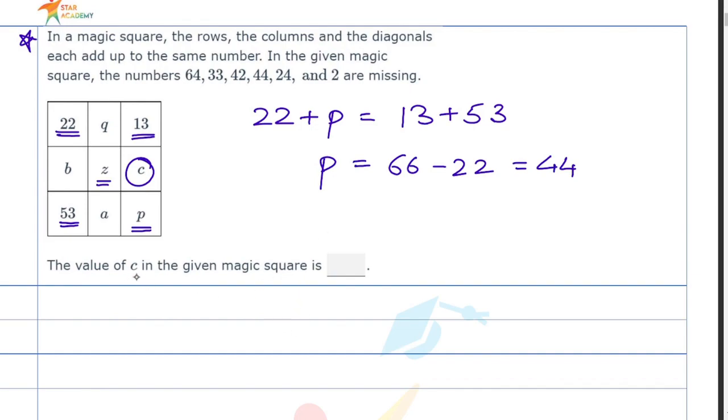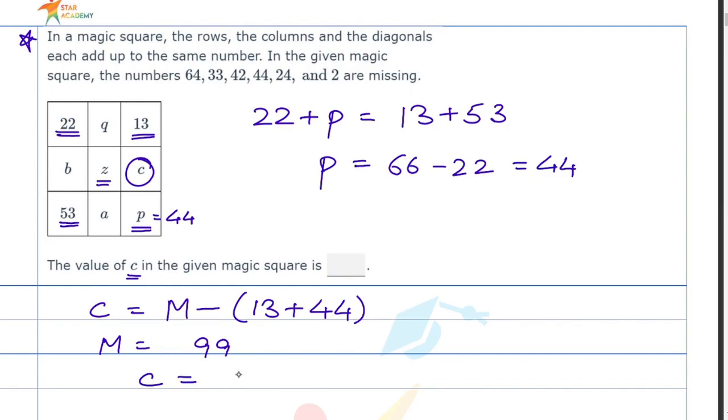Now in the question, he has asked about the value of C. To get the value of C, we must know the magic sum. C is the magic sum minus 13 plus 44. 44 is actually the value of P. So this will give me the value of C. Here in this case, the magic sum comes out to be 99, and the value of C is equal to 99 minus 57. So this is equal to 42.